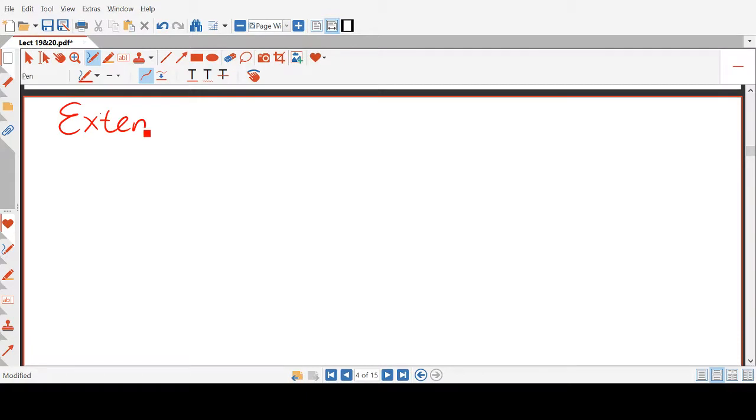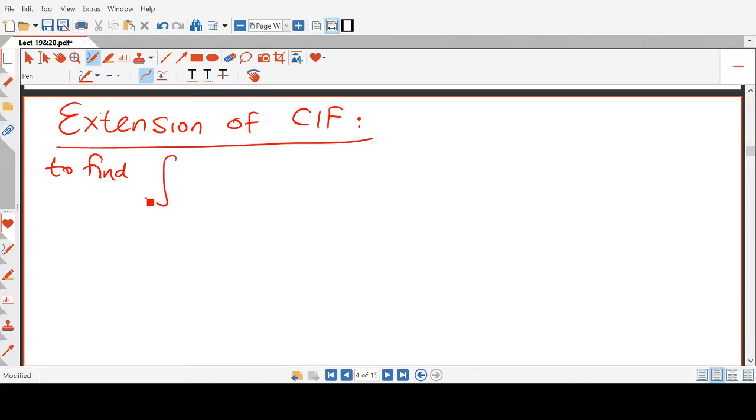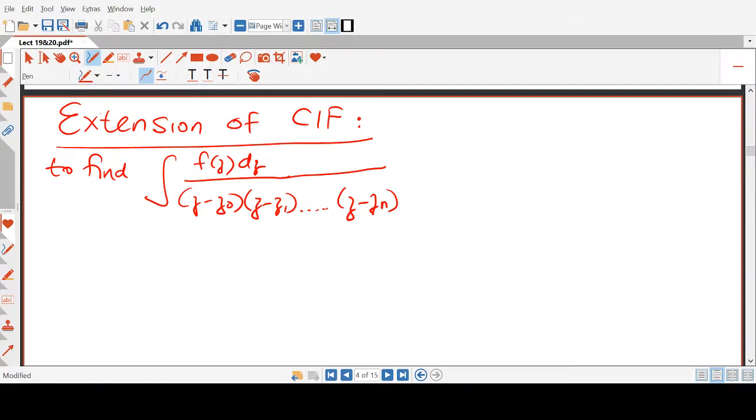Extension of Cauchy's integral theorem, or Cauchy's integral formula. In other words, we want to find something like this. What if you have f of z dz over, say, z minus z naught into z minus z1 all the way up to z minus zn? You could have many factors at the bottom here. So how does one handle a situation of that type? Contour integral along some curve C.